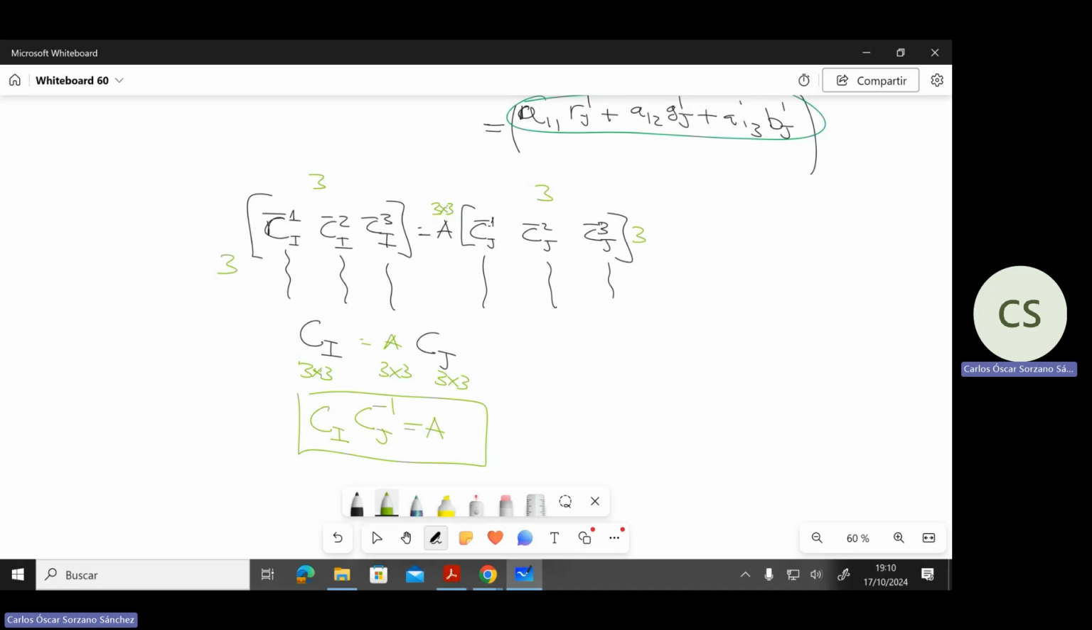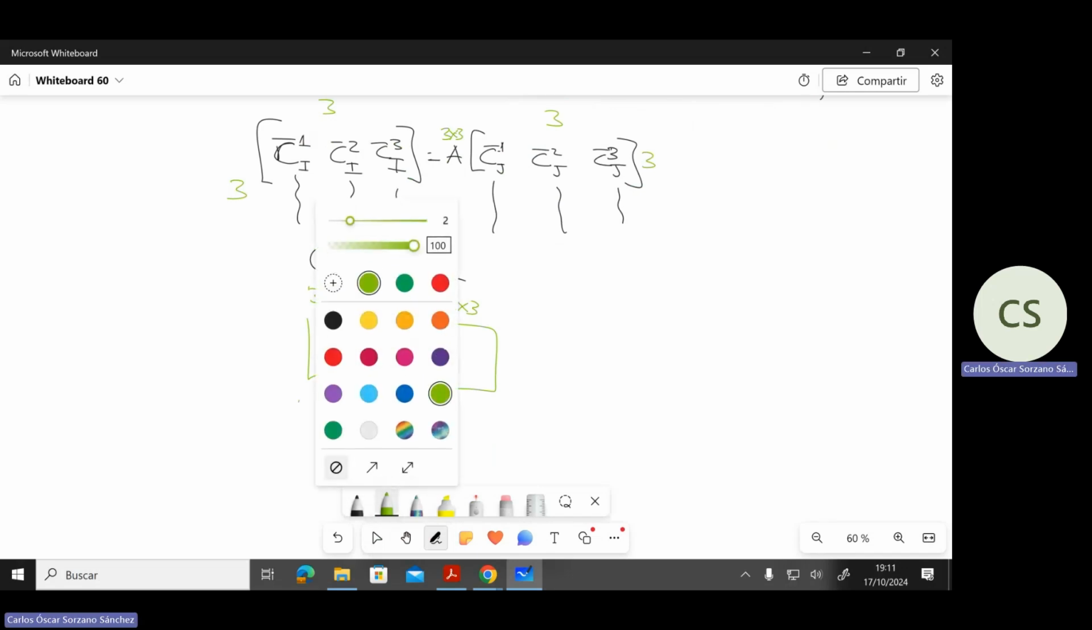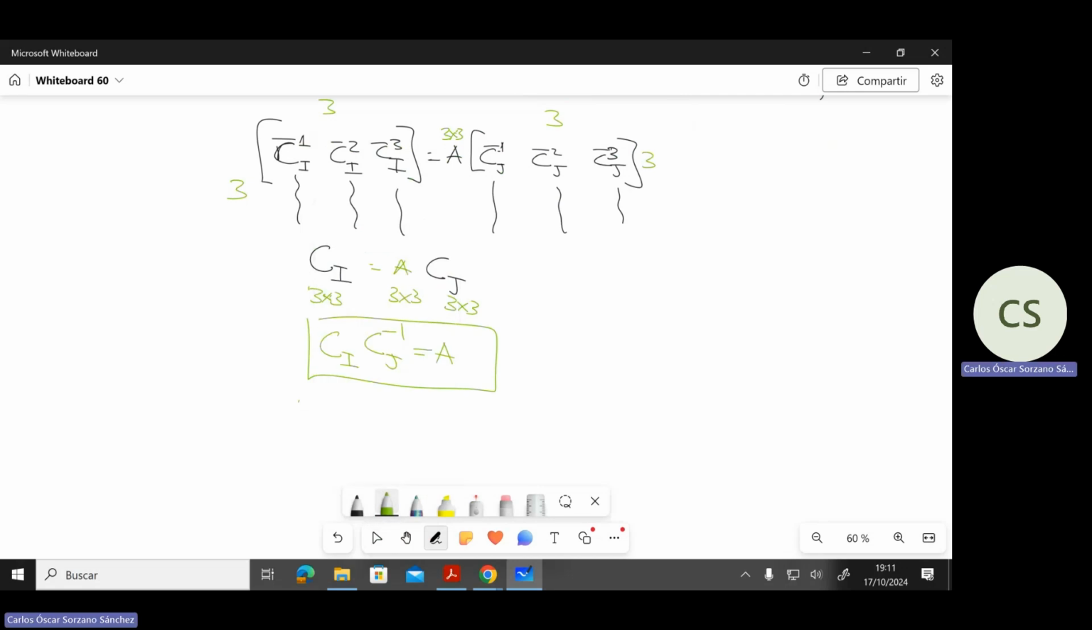You give me a 4th color. Let's look at the sizes now. So let's write the equation that we have. We have Ci is equal to A Cj. But because you are so kind, you give me 4 colors. So now this is 3 times 4. This is 3 times 3. And this is 3 times 4 again, which makes sense. The multiplication makes sense. And I compute Cj minus 1.